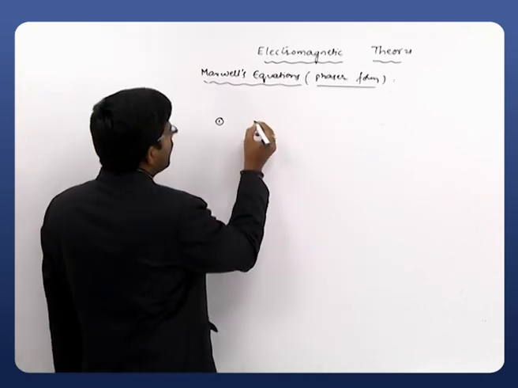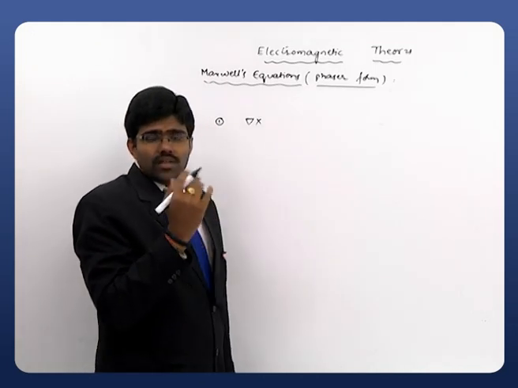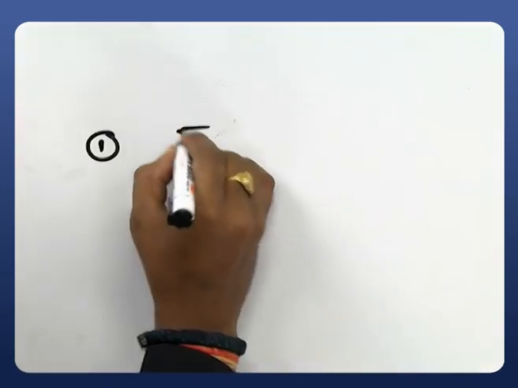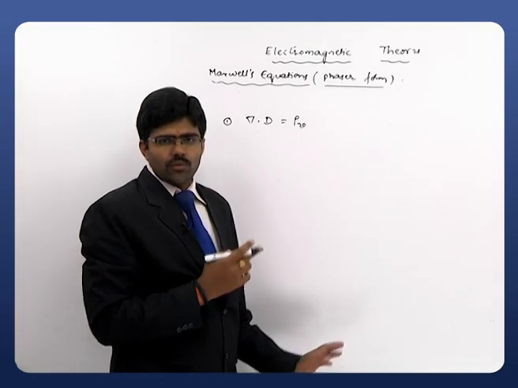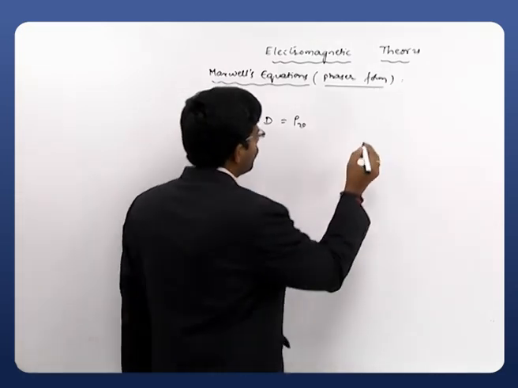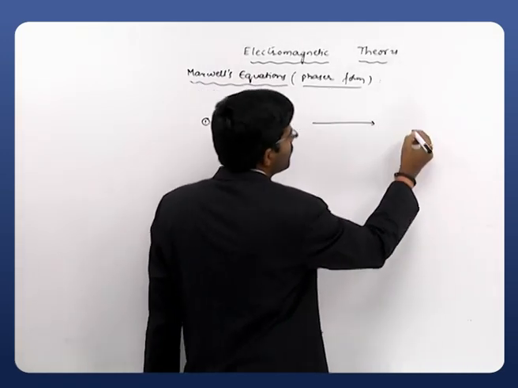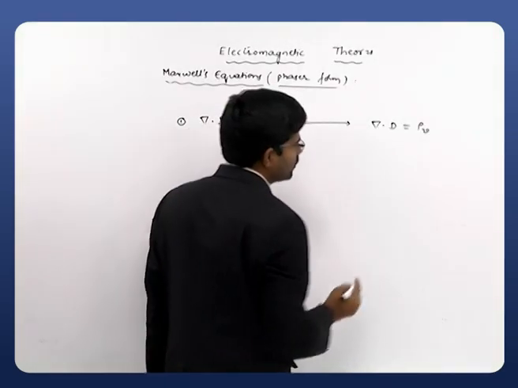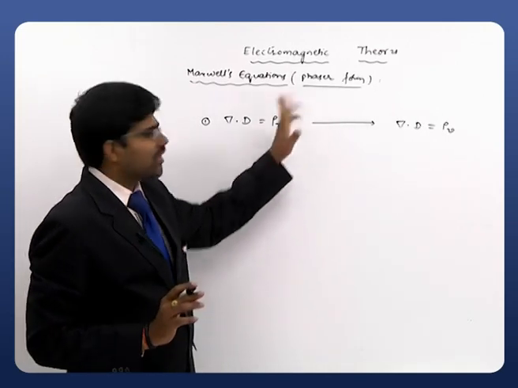The first equation, I am writing them in the differential form only, is del dot D equals rho v. That is the equation that we have. Clearly observe, there is no dou by dou t term. So in phasor form also, after the arrow mark on the right hand side, I will write the phasor form, which is also del dot D equals rho v. There will be no change. Clearly del dot D equals rho v is also applicable for phasor form.